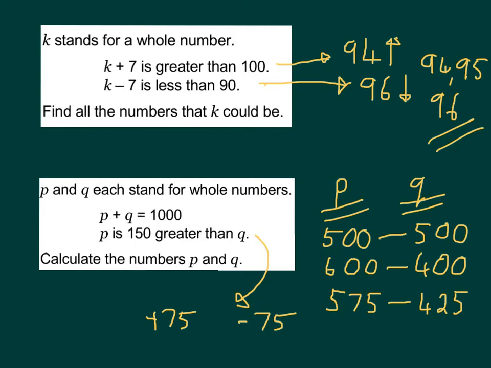Now, the key in the end is to split the 150 up into 75 and 75. If you add 75 to P and take 75 from Q, you'll have 75 more than the 500 and 75 less than the 500, meaning you'll have overall a gap of 150, but the numbers will still add up to 1,000.